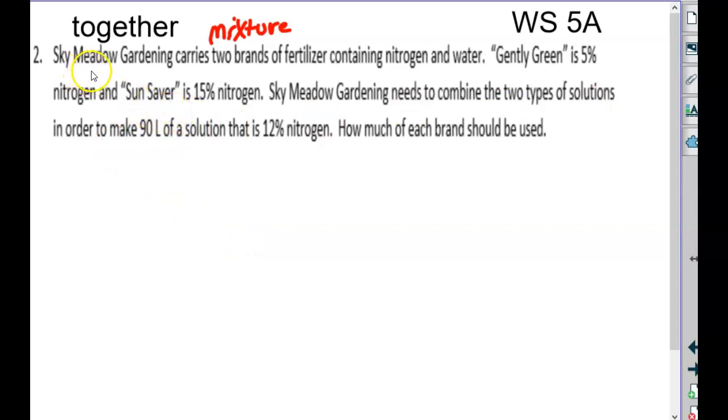All right, so Sky Meadow Gardening carries 2 brands of fertilizer containing nitrogen and water. Gently Green is 5% nitrogen and Sun Saver is 15% nitrogen. Sky Meadow Gardening needs to combine the 2 types of solutions in order to make 90 liters of a solution that is 12% nitrogen. How much of each brand should be used?